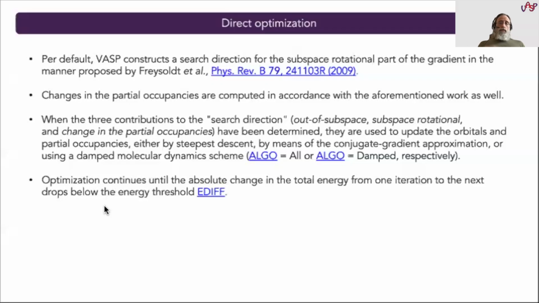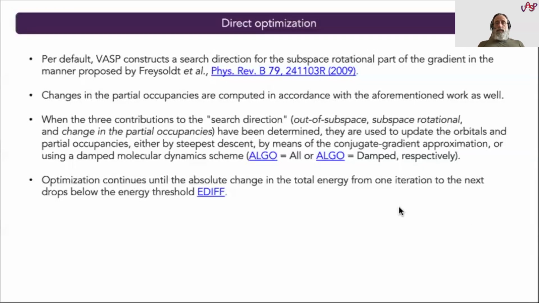We continue to make conjugate gradient steps or damped molecular dynamics steps until this Lagrangian, or the total energy if you so want, the absolute change in this total energy from one step to the next drops below a threshold that the user provides. At that point, we say, okay, we're done. We're finished with the optimization, and we have reached the electronic ground state. In every iteration, the orbitals are changed, the charge density is recomputed, the total energy is computed, and a new Hamiltonian is constructed.